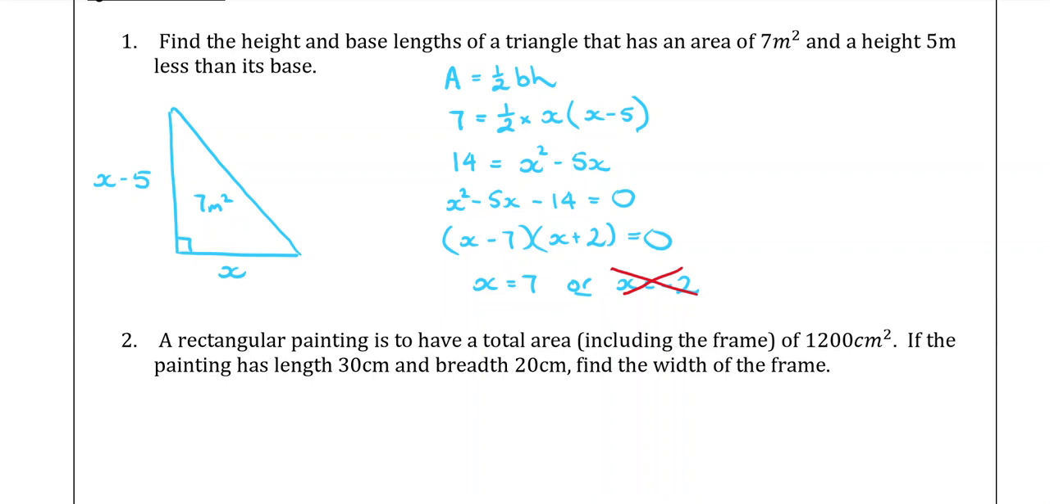And I'm going to restate my answer in a short sentence. So the question says, find the height and base of this triangle. So I'm going to say, therefore, the height was 7 minus 5, which would be 2 meters, and the base is x, which is 7 meters.